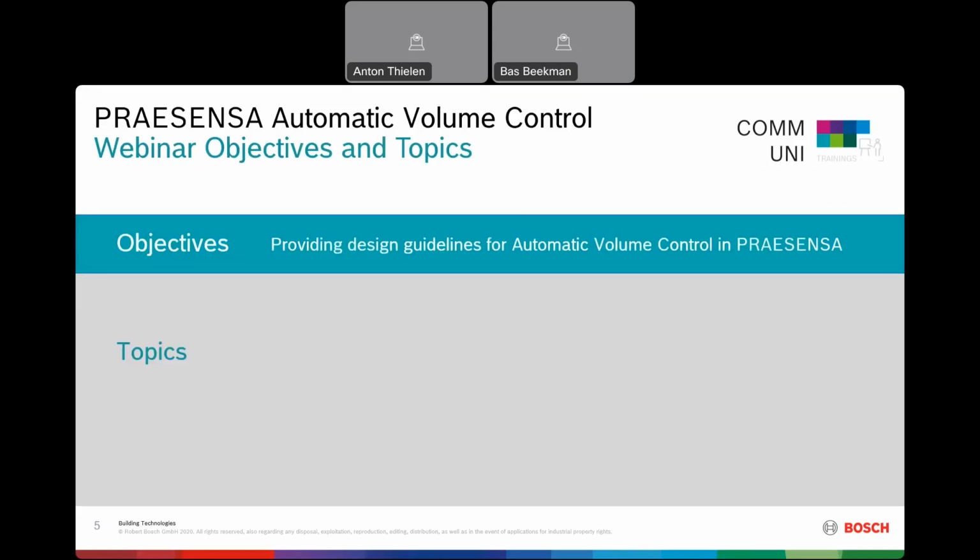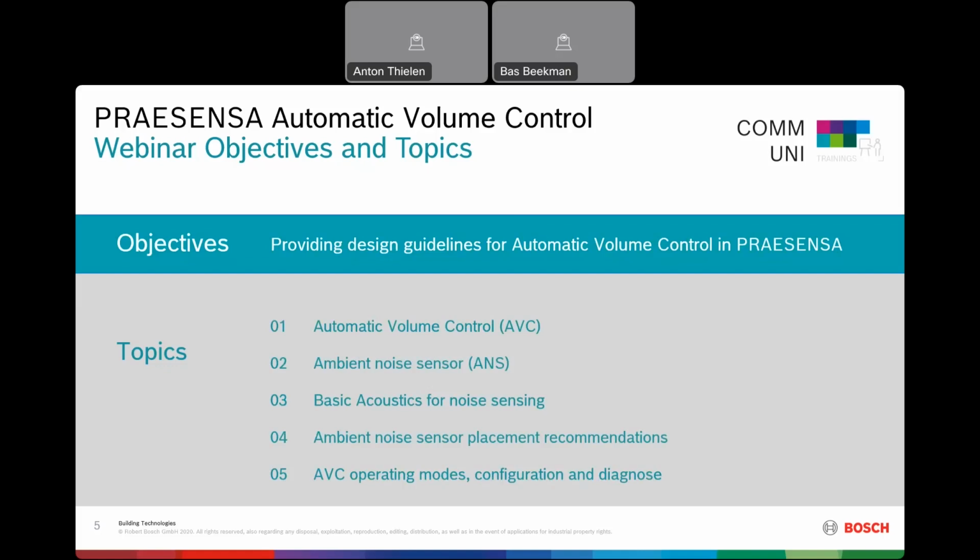Today, the objectives are, as mentioned, providing design guidelines for automatic volume control in PRAESENSA. And the topics are a general introduction about AVC, about automatic volume control, then something more detailed about the ambient noise sensor we are using with PRAESENSA, then some basic acoustics for noise sensing in order to understand what would be the best placement. Then the placement recommendations, and then something on AVC operating modes, configuration, and diagnostics.